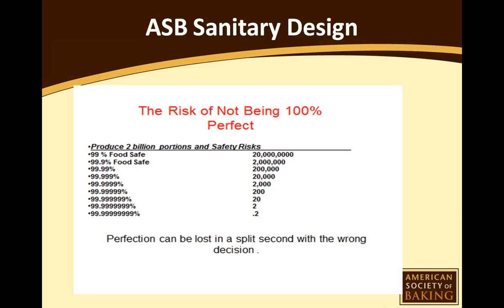That perfection can be lost in a split second with the wrong decision. Another food safety paradigm shift for processors and equipment manufacturers is to think like consumers with regards to portions, not always necessarily in terms of pounds or units of output.